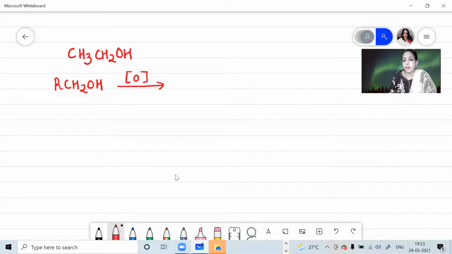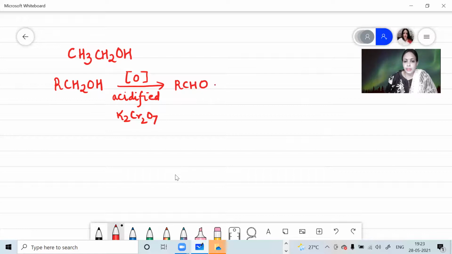We all have done in our class 10 that alcohols on oxidation give aldehydes or ketones, and aldehydes or ketones on oxidation form carboxylic acid. So here your RCH2OH, when it will undergo oxidation, you will be using the oxidizing agent as acidified K2Cr2O7. There are many, you can use any. In this particular case, I am using acidified K2Cr2O7, that is your potassium dichromate. Now this will provide aldehyde. It will convert your alcohol into aldehyde.